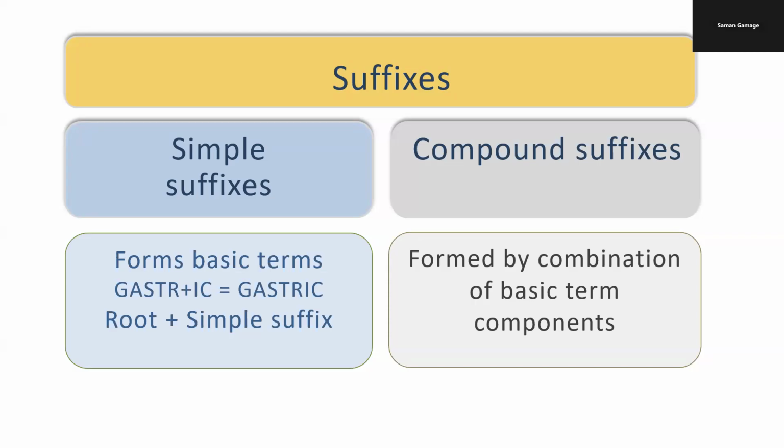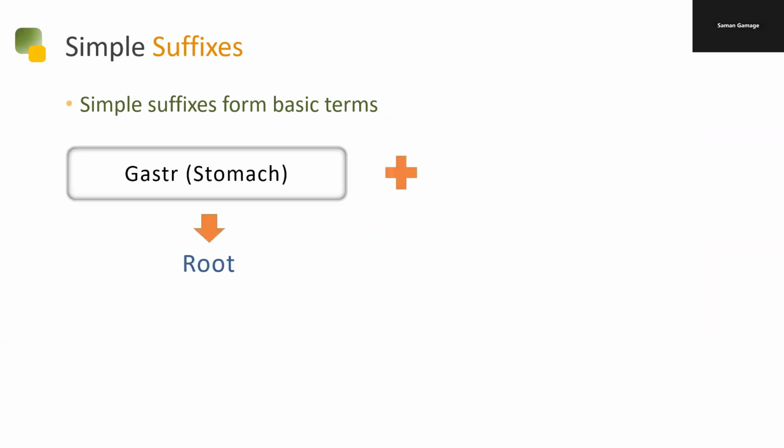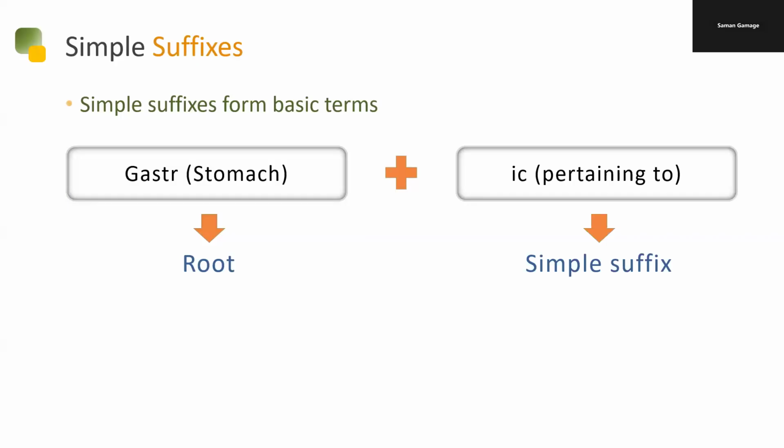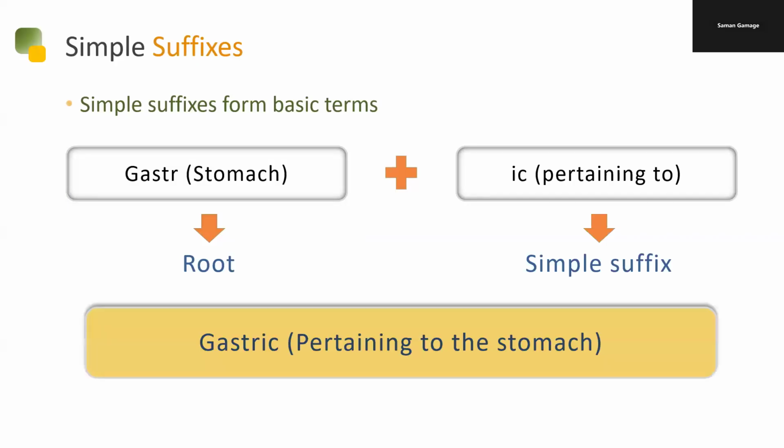Compound suffixes are formed by a combination of basic term components. So it's a suffix, but it's not just a simple suffix. It is a compound suffix because within it you will find other basic term components. Simple suffixes form basic terms. Gastro is the root, ic means pertaining to, it's a simple suffix. Gastric means pertaining to the stomach.